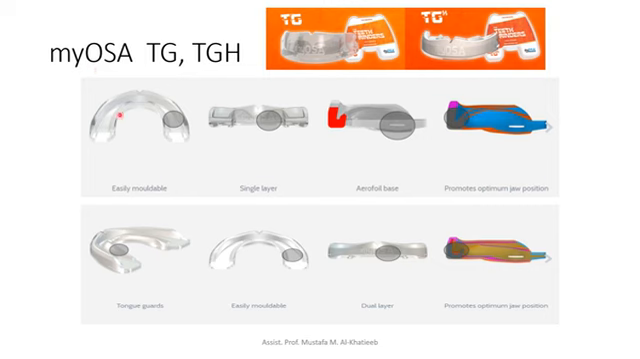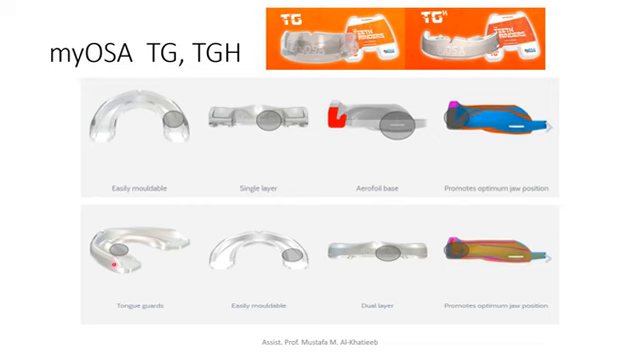Another type of Myosa is teeth grinder and teeth grinder hard. This is the teeth grinder and this is the teeth grinder hard. The difference is the teeth grinder hard is a harder version than the teeth grinder. Both of them are easily moldable. The teeth grinder is easily moldable, single layer, just single layer, aerofoil base, and promotes optimum jaw positioning.